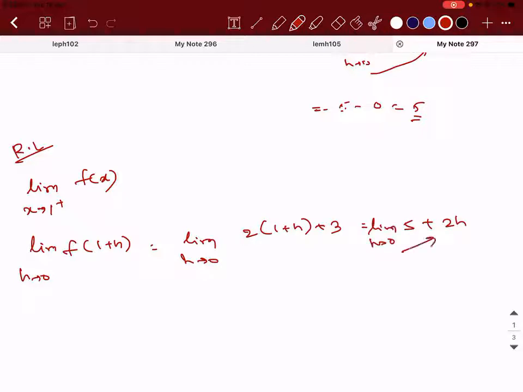Now you substitute the limit, what will happen? It will still be 5. So the left limit is equal to the right limit. And what is the function value? Obviously, it is 5. The left limit is equal to the right limit is equal to the function value.